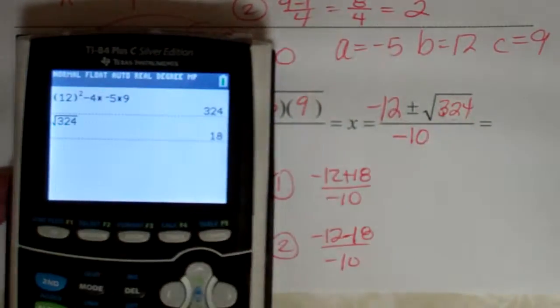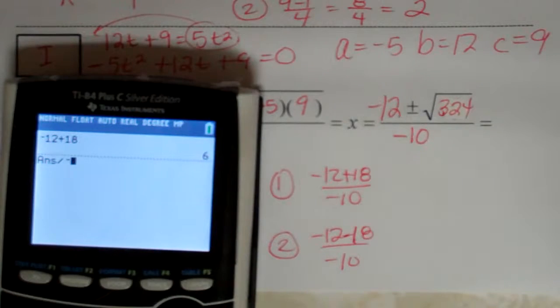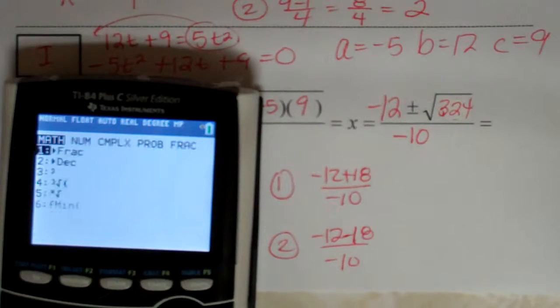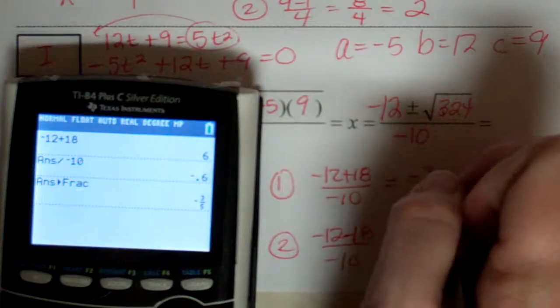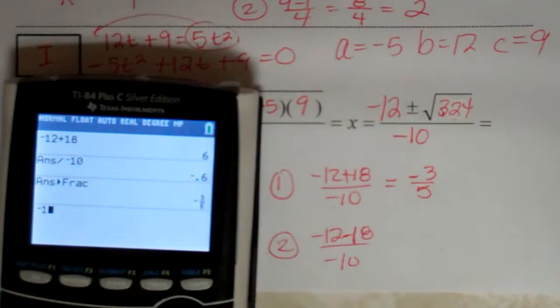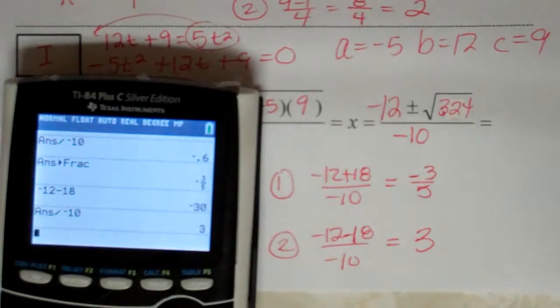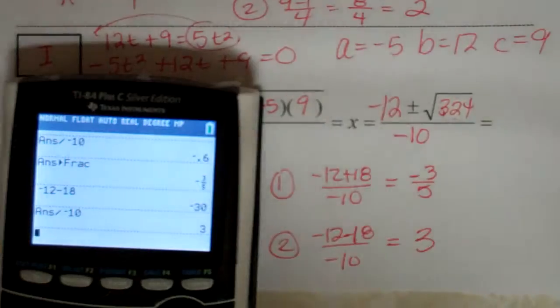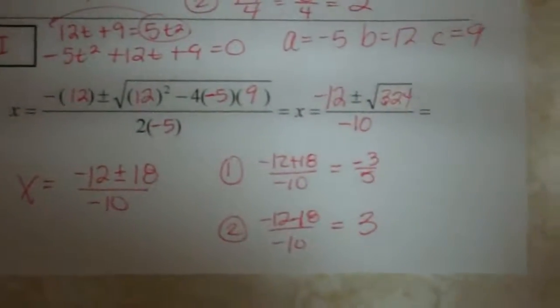So here we go. Calculator time. I'm going to go negative 12 plus 18 equal, divided by negative 10 equal, math, enter, enter, and I have negative 3/5. Now I'm going to go to negative 12 minus 18. Oh, I remembered. Equal, divided by negative 10 equal, well, that's just 3. How lovely. I don't have to hit math, enter, enter, because that's an integer. Comes out with no decimals and no fractions. Cool? I think we're in the home stretch now. Alright.